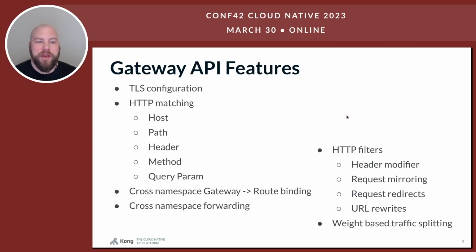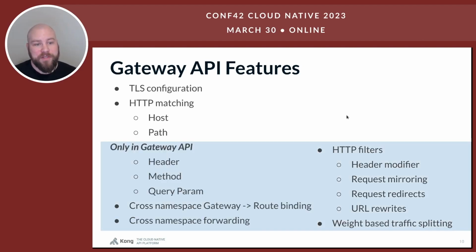At a high level, mostly focused on HTTP, these are some of the features of Gateway API. We have TLS configuration, HTTP matching with host, path, header, method, and query params. We also have cross namespace gateway to route binding. We have cross namespace forwarding, HTTP filters with header modifiers, request mirroring, request redirects, and URL rewrites, and weight-based traffic splitting. Quite a few features, and to be clear, the top are the features that are available to you in Ingress today, and the bottom are only available in Gateway API today.